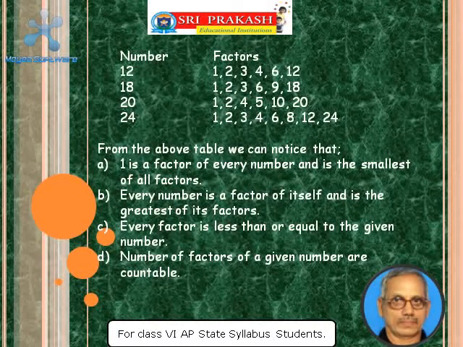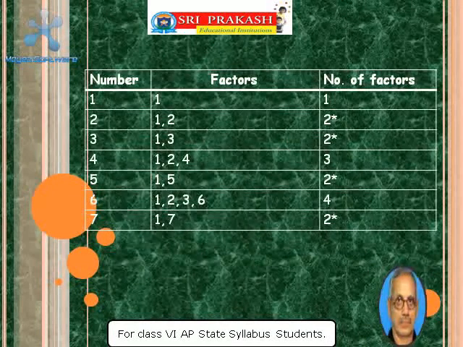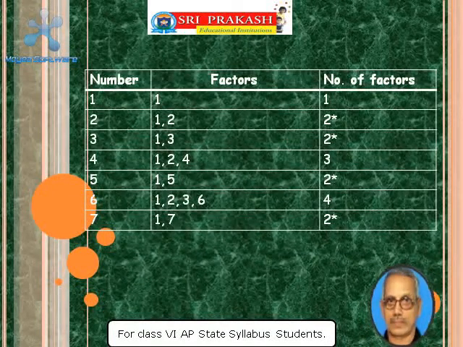Every factor is less than or equal to the given number. Number of factors of a given number are countable. Observe the above table.